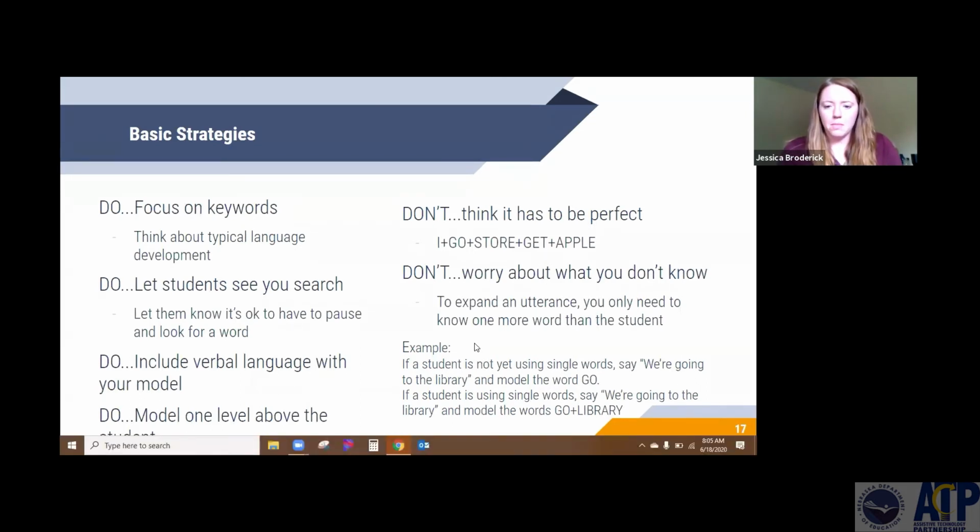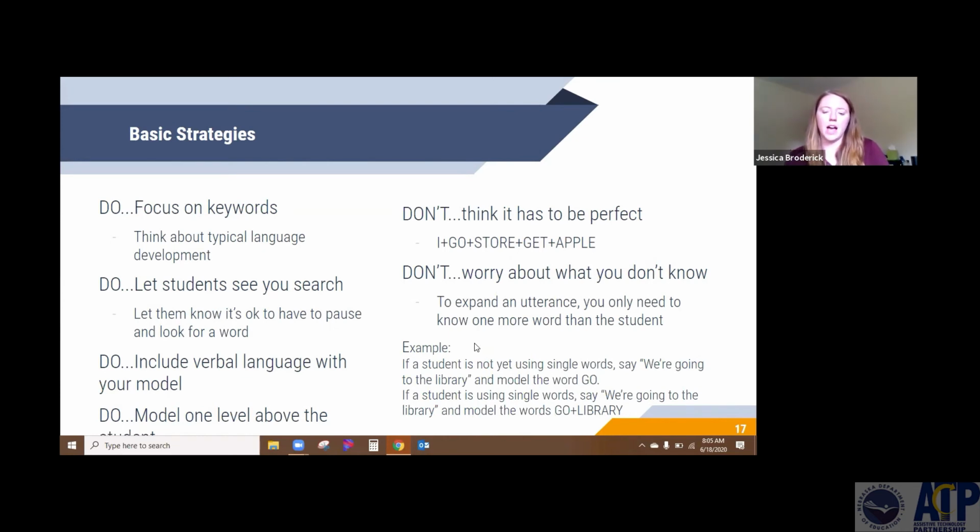So just down at the bottom, I have an example. If the student is not yet using single words on their AAC system, it's pretty new, or it's going slower than you hoped, you can use 1 word. So what you're saying verbally is, we're going to the library, and what you're modeling on the device is go. You're just modeling 1 word. That student's at 0 words, you're modeling 1.